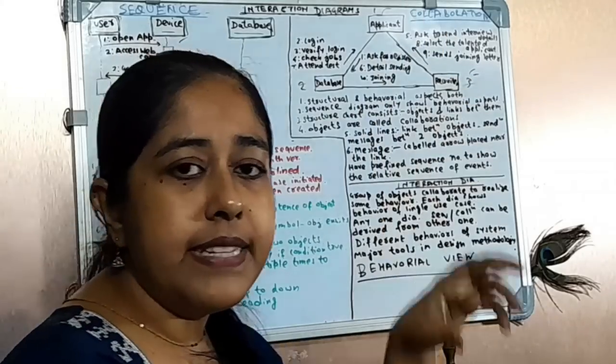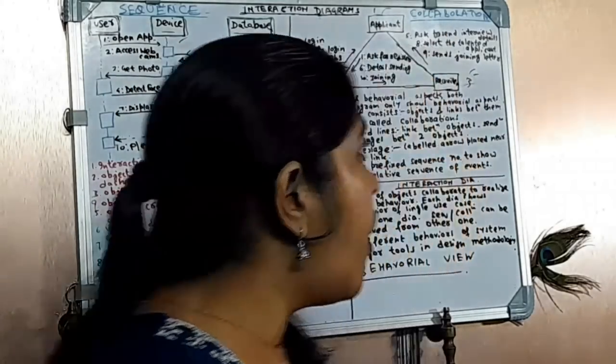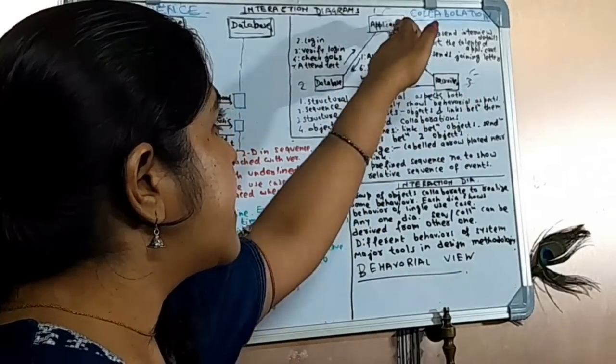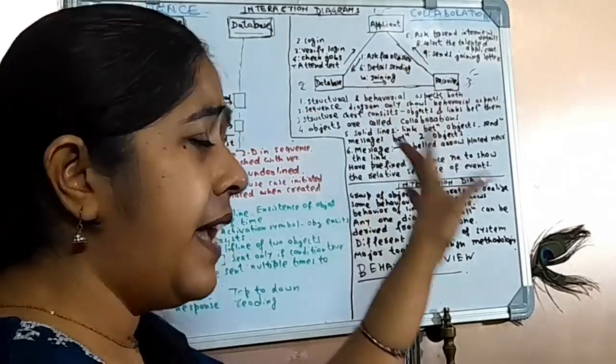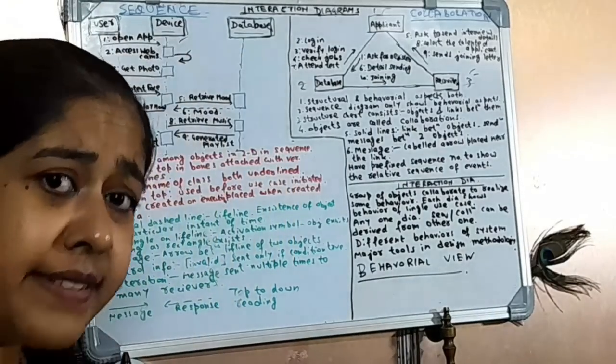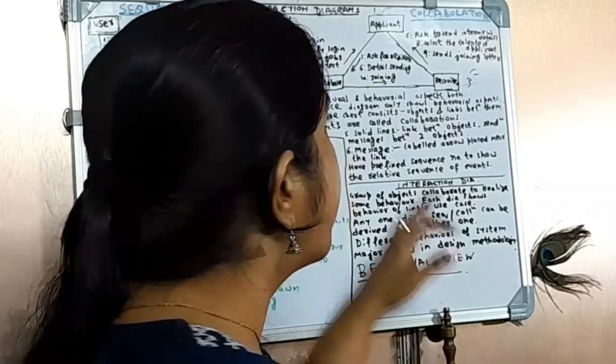Each and every one is connected with each other. Okay, they are connected with each other. How? Database is connected with applicant and recruiter, recruiter with database and applicant, and applicant with database and recruiter. They are connected with each other. This is my structural view, which is static. Now, what is the behavioral view? What is going on here?